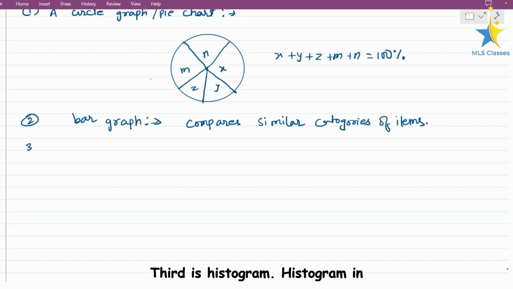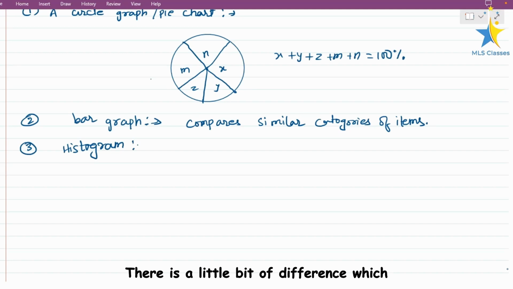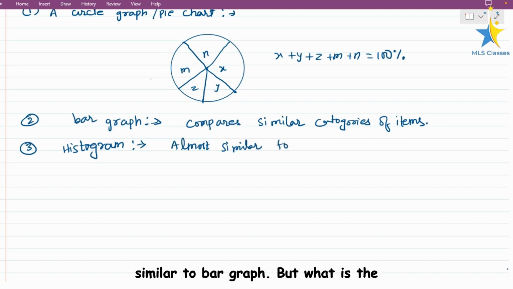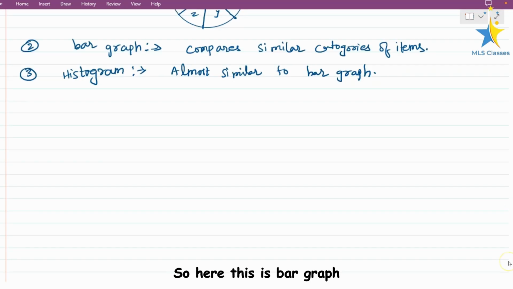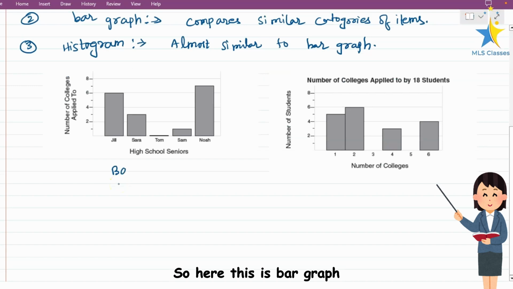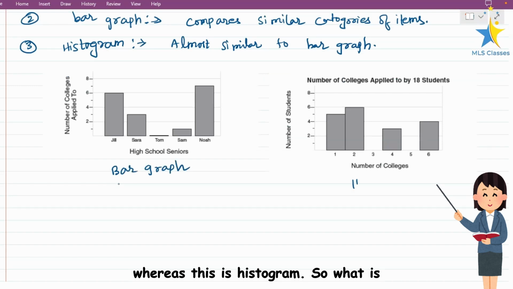And third is the histogram. Histogram and bar graph are almost similar. There is a little bit of difference, which we will discuss here. A histogram is almost similar to a bar graph, but what is the change in both? Let's see with a diagram. Here this is a bar graph, whereas this is a histogram.